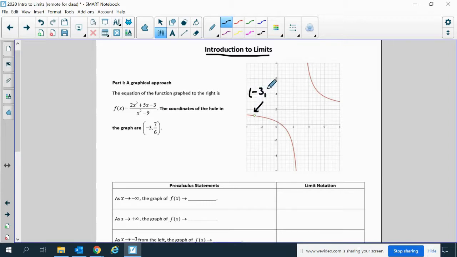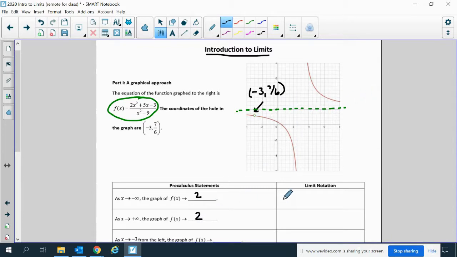So that's (-3, 7/6). As x approaches negative infinity, the graph of f(x) appears to be approaching 2. It looks like there's a horizontal asymptote here. And if we did some analysis of this function from understanding rational functions, we would see that the graph approaches 2. Likewise, as we approach positive infinity, it looks like there's still a horizontal asymptote at 2.